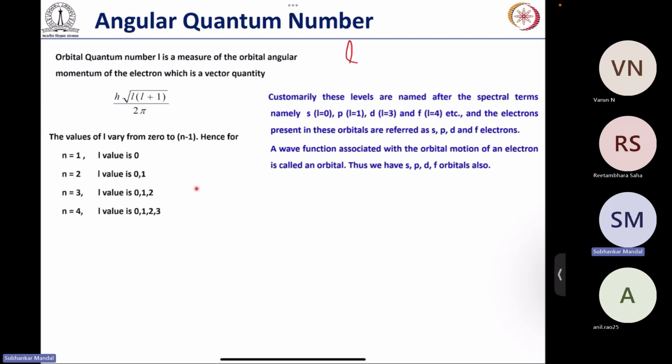So if n is equal to 1, L value will be 0. If n is equal to 2, then L value is 0 and 1. So basically L value represents n minus 1. Okay, so that is the value. And if n is equal to 3, then L value will be 0, 1, 2. So like that. And depending on L, we have the spectrum, like L is equal to 1, then s orbital, L is equal to 2, p orbital, L is equal to 3, then d orbital, like that.